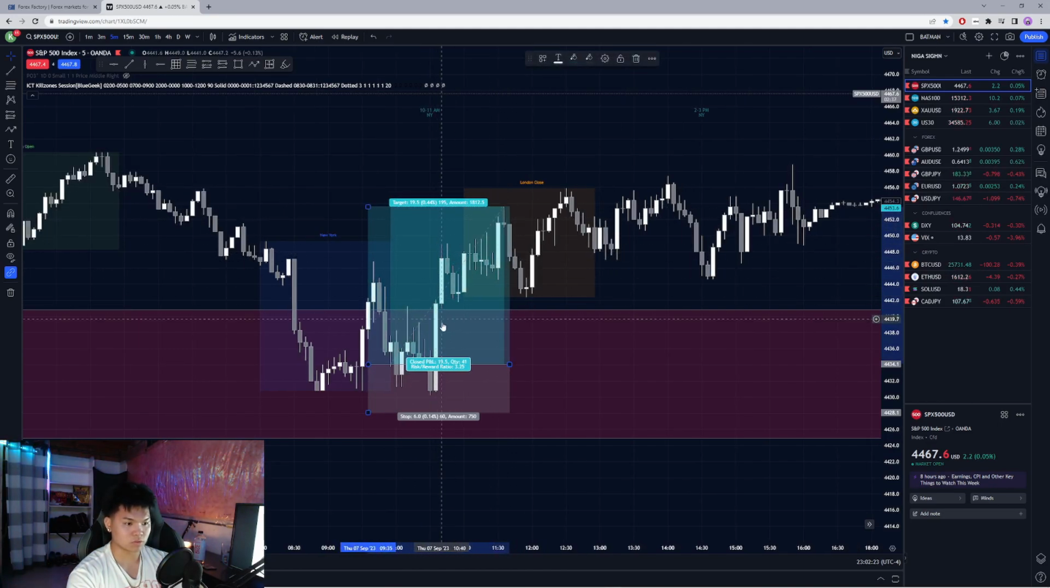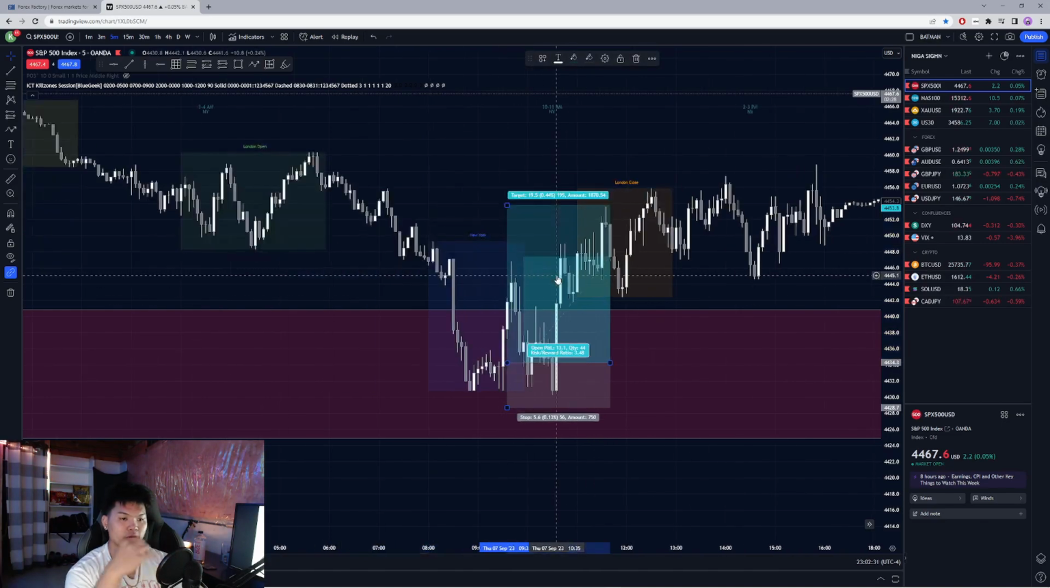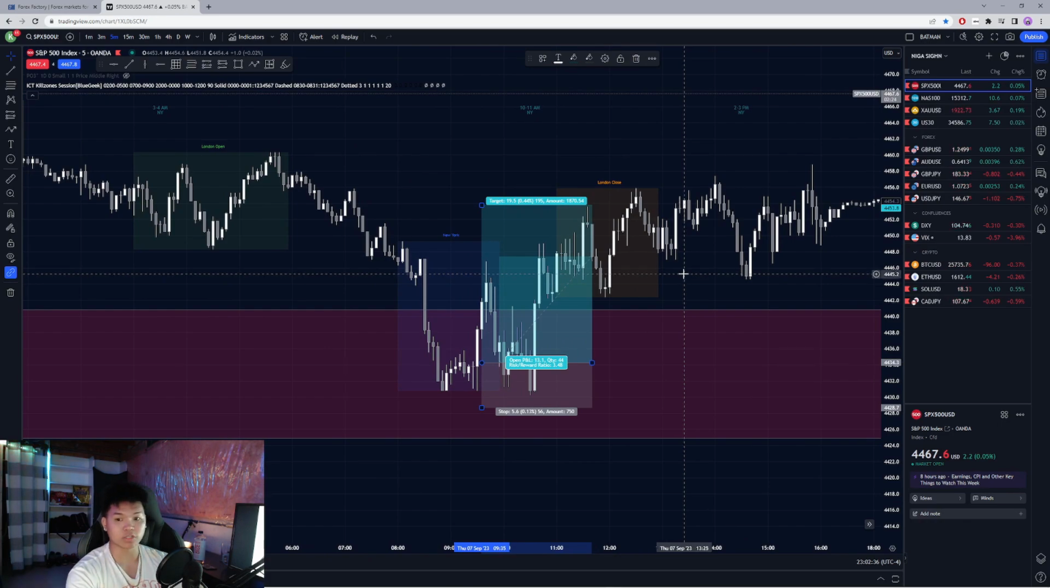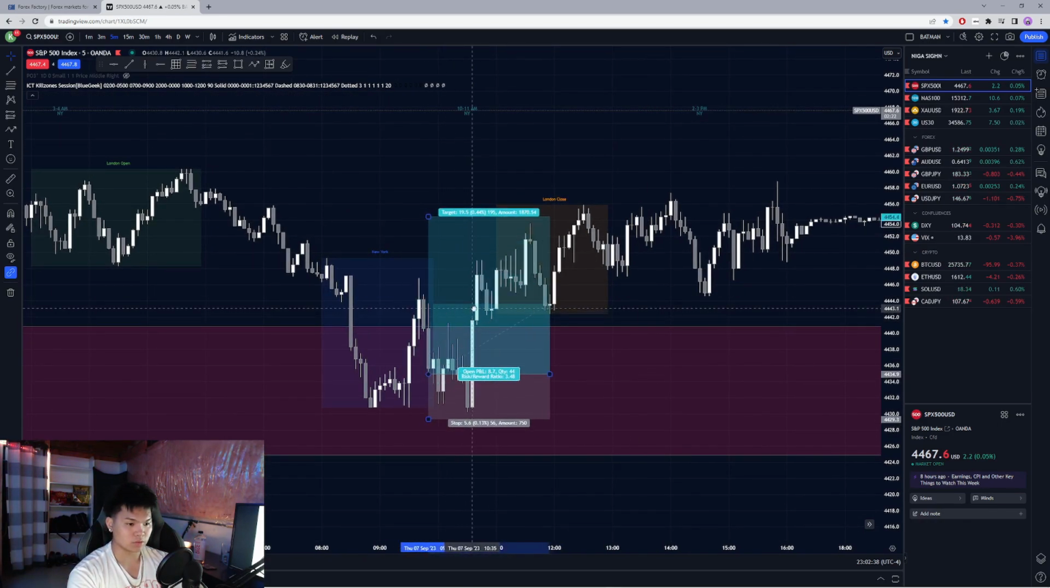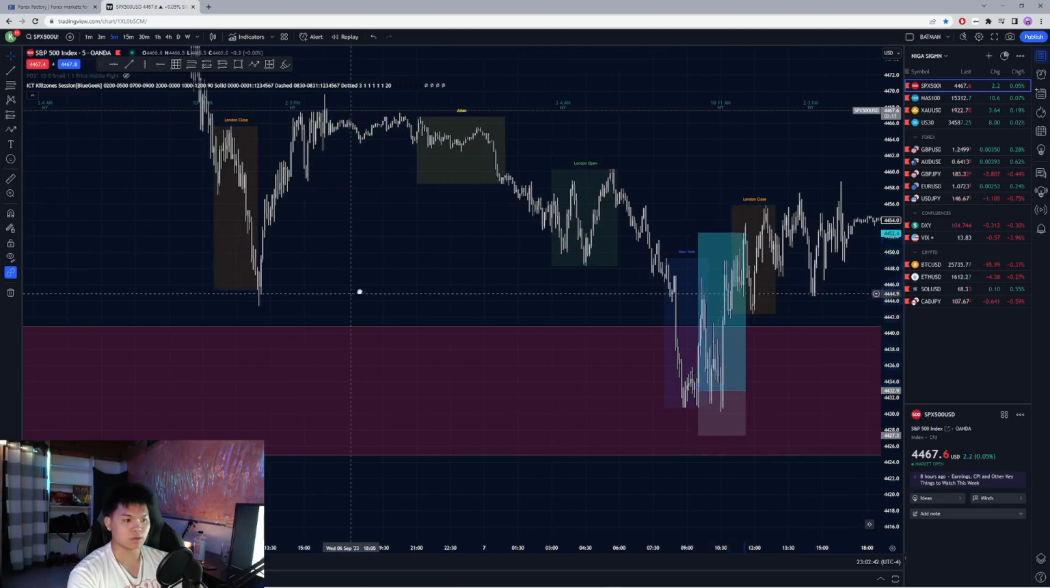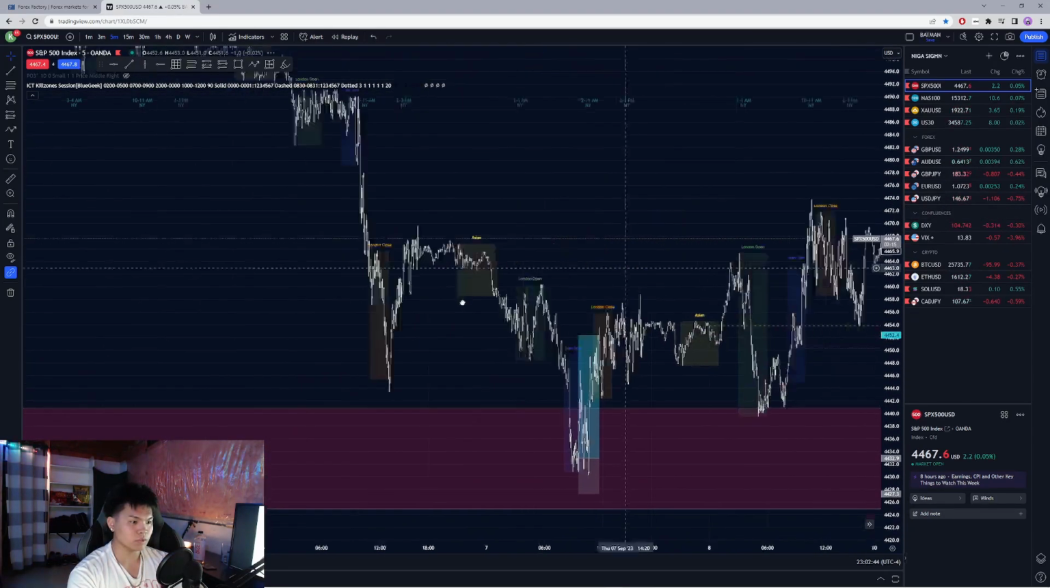This can be a 1 to 3. I would say 1 to 4, 3.48. So this is pretty impressive. If you guys traded this, you guys caught bread on that.